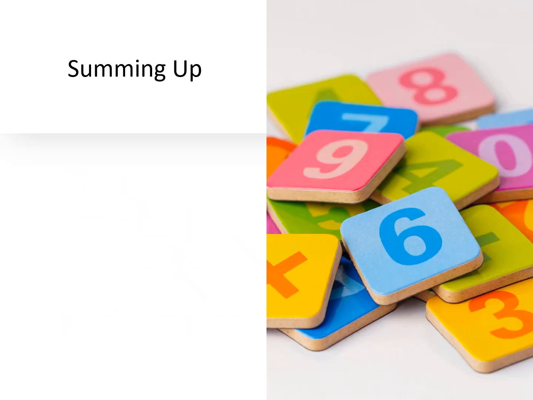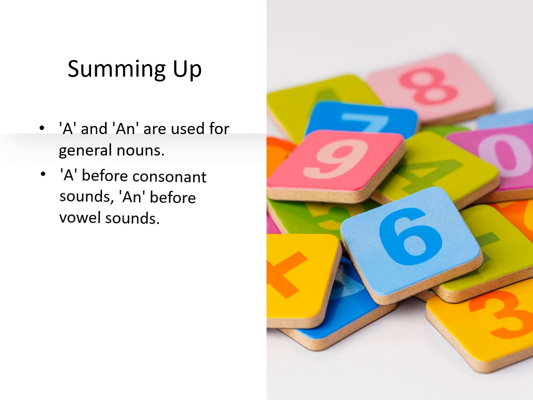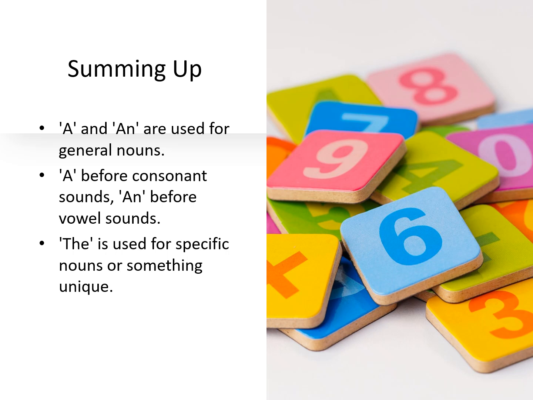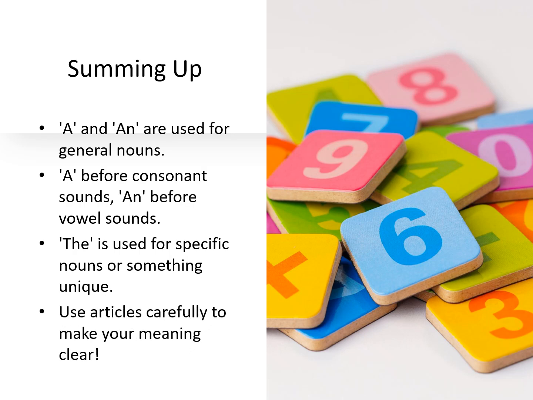Let's quickly revise. A and an are used for general nouns. A is used before consonant sounds and an is used before vowel sounds. The is used for specific or unique nouns. Using articles correctly helps us make sentences clearer and more accurate.